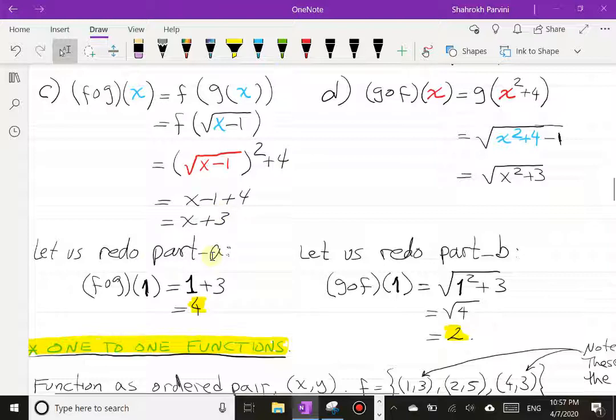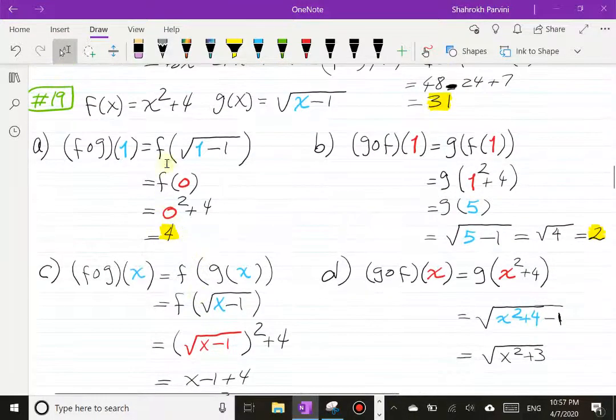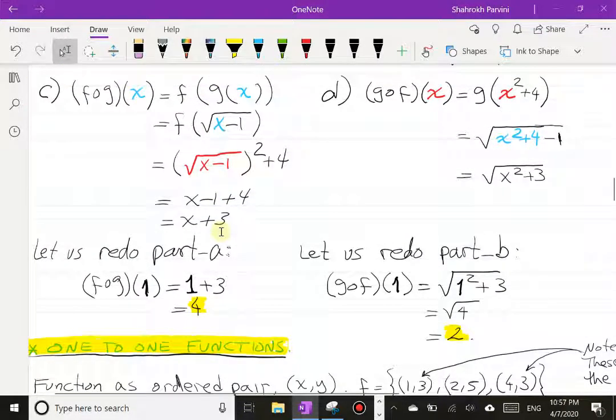To try it with part A, I put in the 1 in for x, and I got 1 plus 3, 4. Notice how fast you get the answer here. And just like up here, that's not bad either. Okay, and then in part D, the same thing. g of f of x, that's g of f of x. The inside function is x squared plus 4. And then that goes into g. Remember, g will take square root of x minus 1. This is like the x now. Takes that minus 1, and this is the final output.